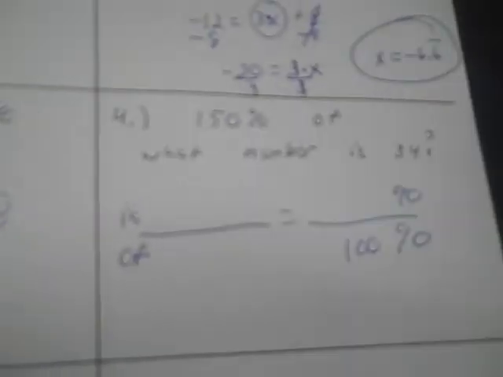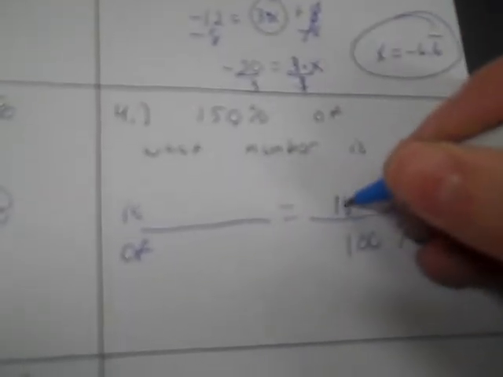Okay, number 4, 150% of what number is 34? And is over of. So what's my percent? My percent's 150. After the word of, it says what number. So the of is what I'm solving for. Then we got 34. Then I cross multiply and divide. 34 times 100 divided by 150 is 22.6 repeating.